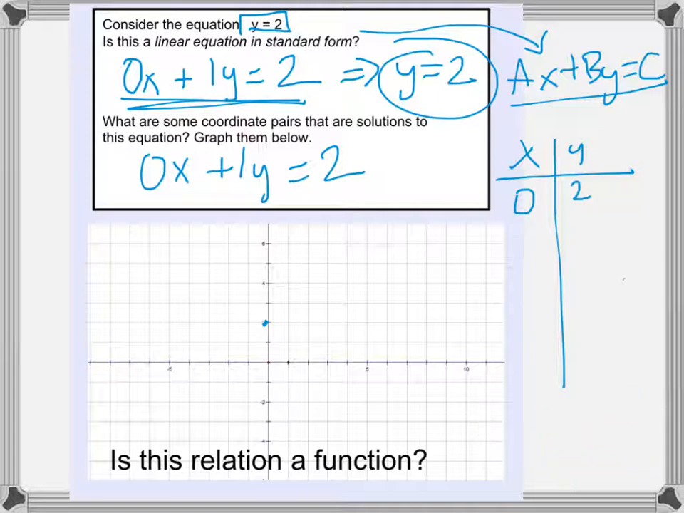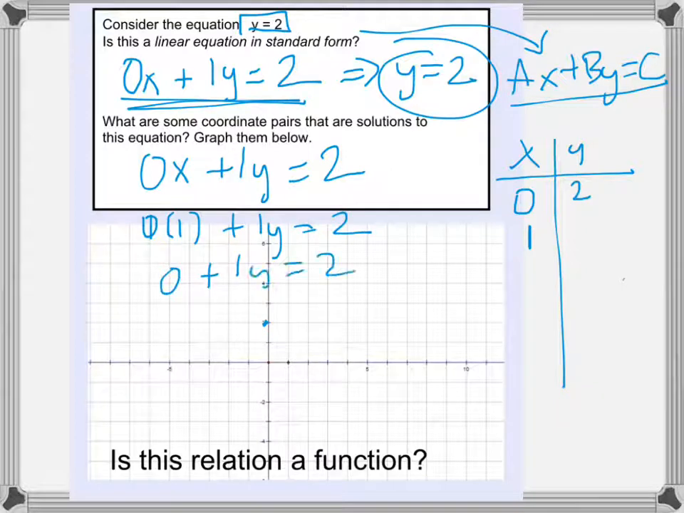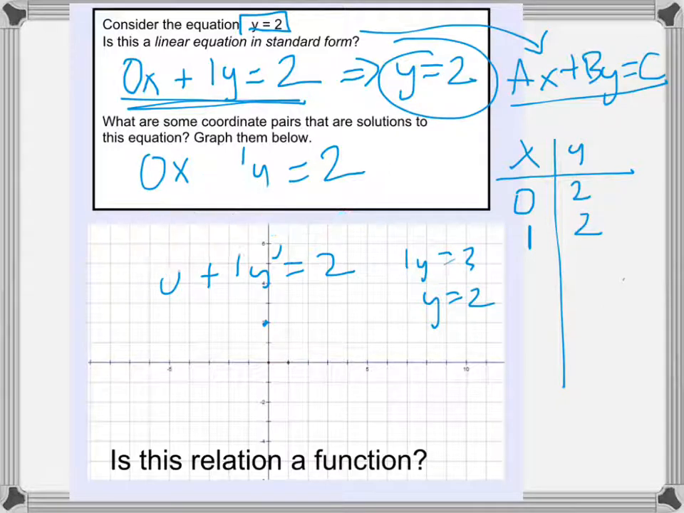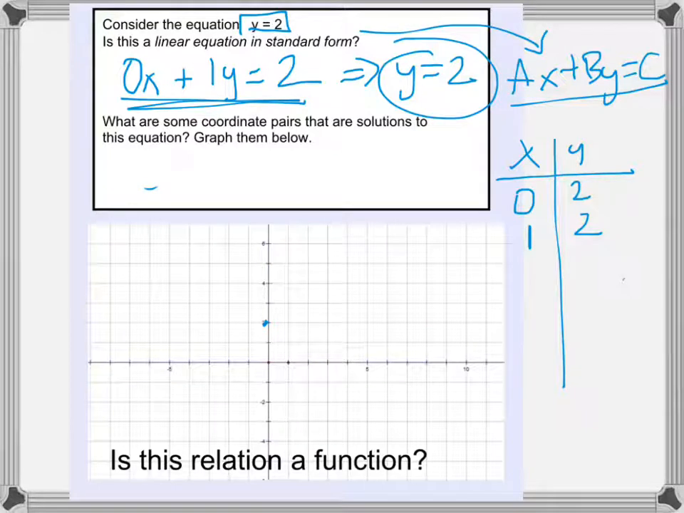Okay, let's try another number. Let x be 1. Then I'd have 0 times 1 plus 1 times y equals 2. Again, 0 plus 1y equals 2, so y must be 2. So y is also 2 there. Let's go ahead and plot that point. So (1, 2) would be right here.